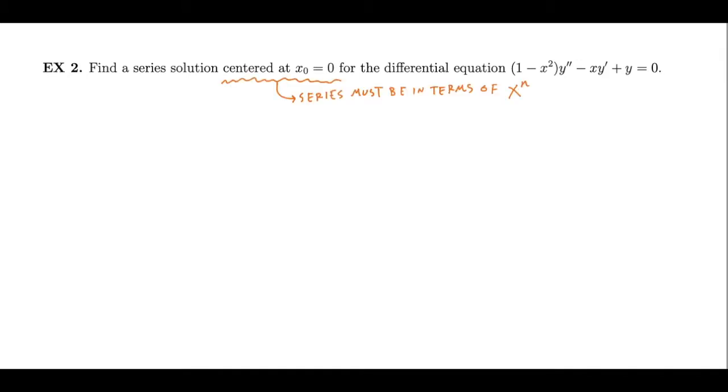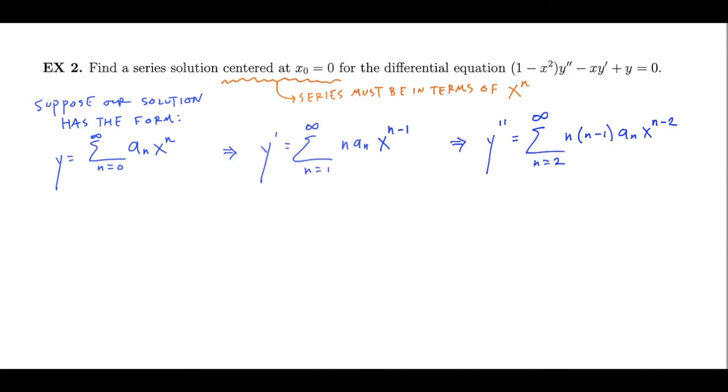As with the previous example, I have a series solution that will be centered at x equals 0. So that means that my series will be written in terms of just x to the n. That allows me to assume that my solution has this form here, some unknown coefficient function times x to the nth power. Next, as we saw in the previous example, our goal will be to find the first derivative and second derivative of this assumed solution function.